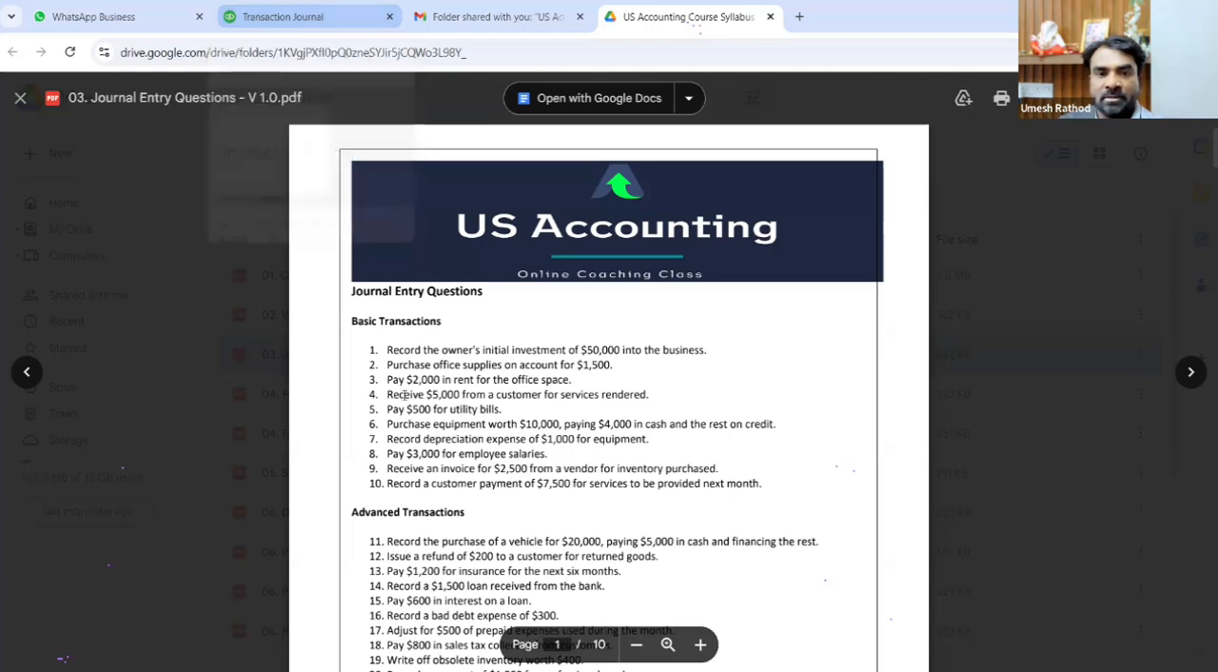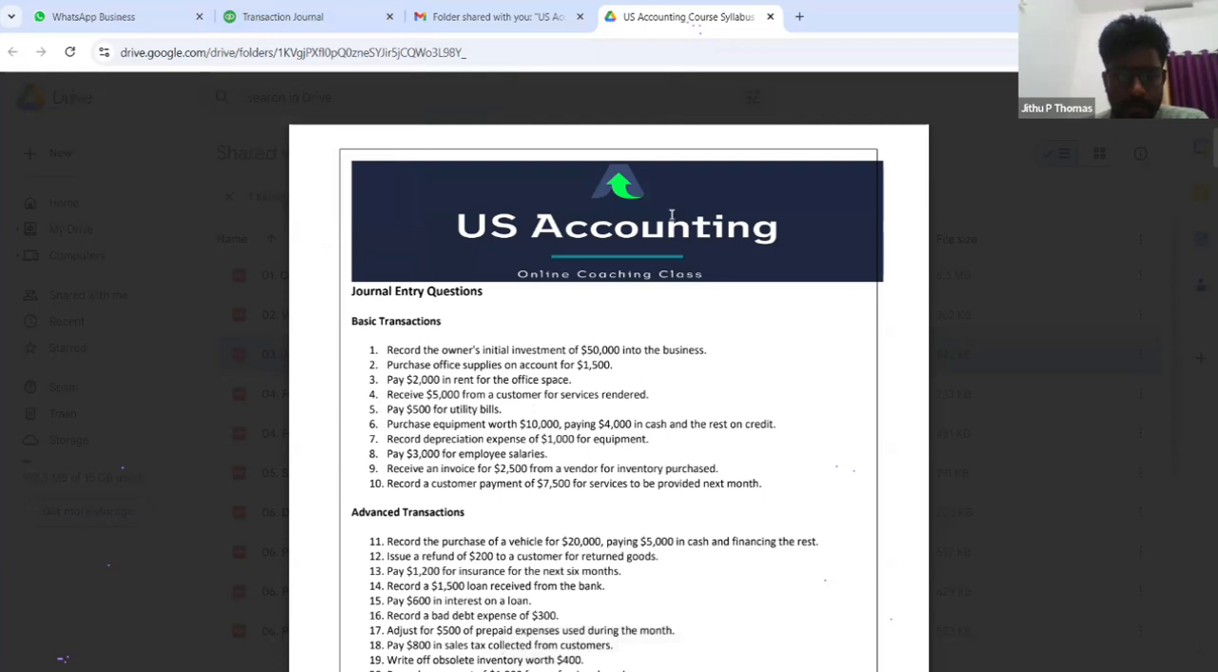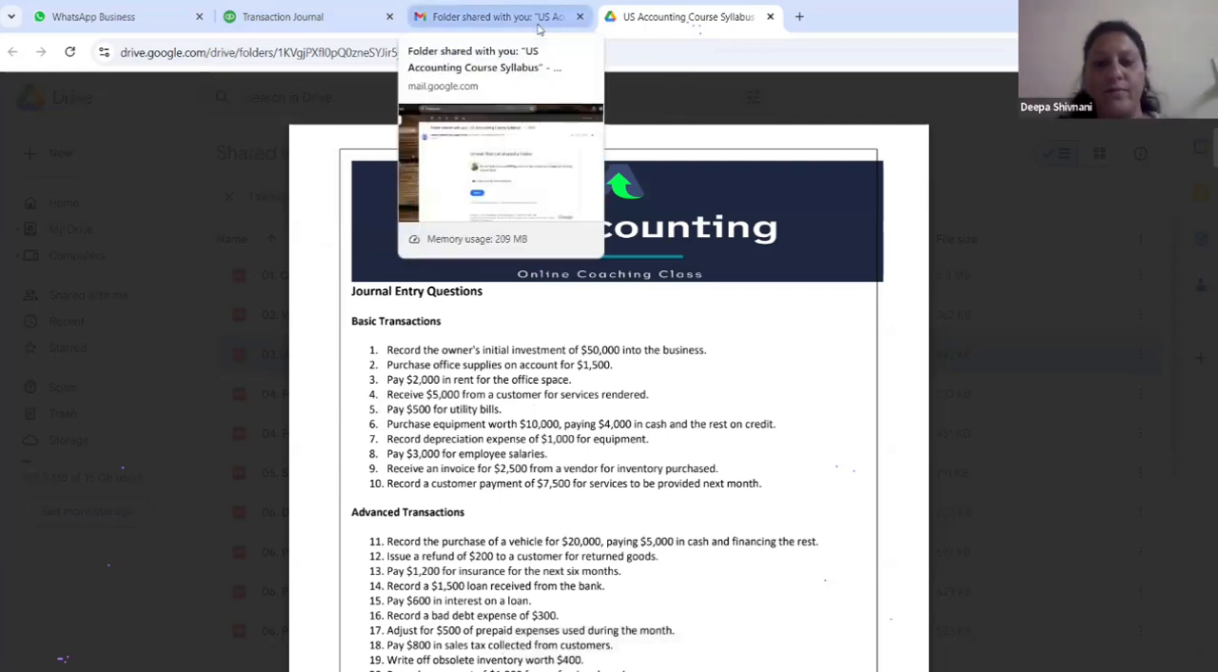Then the next transaction is: Receive $5,000 from a customer for service rendered. Okay, so the company has provided service to one of the customers, and the customer has paid the amount to you. So let's consider that we have deposited that amount directly into our bank account. We have received money, so we are not keeping that money with us, right?